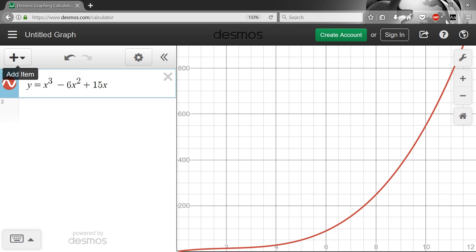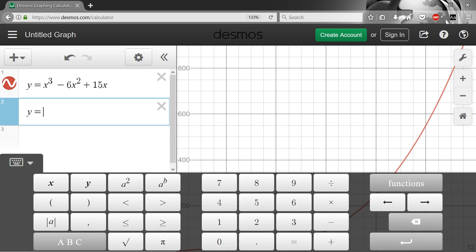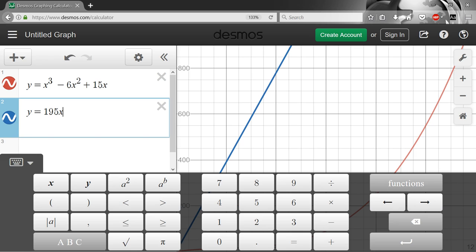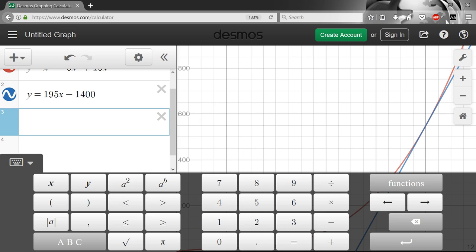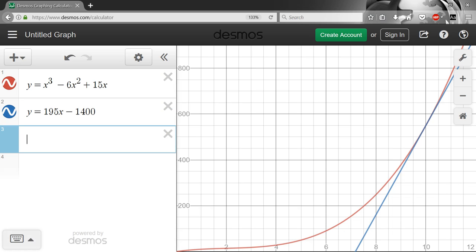All right, what is our line? So our slope is 195, I think. Can we share their line in this form? I think so. All right, well, looks like we're intersecting here. So that's promising. We should be intersecting at 10. And that looks like right where I had that mouse pointer is where they're touching.